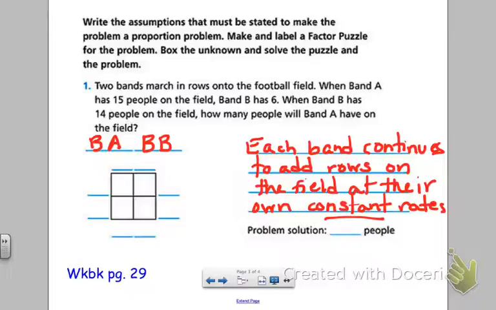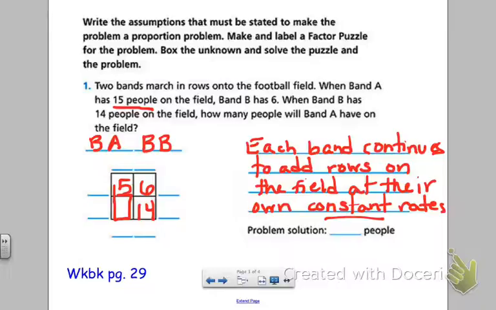Alright, so we've got our labels. Now it's time to solve our factor puzzle. Let's see, when band A has 15 people on the field, so I'll put 15 underneath band A. Band B has 6 people, so I'll put 6 underneath band B. When band B has 14 people, I have to put the 14 underneath band B. How many people will band A have on the field? So I'm going to be looking for the unknown. Let's solve this factor puzzle and see if I can figure out how many people band A will have on the field when band B has 14.